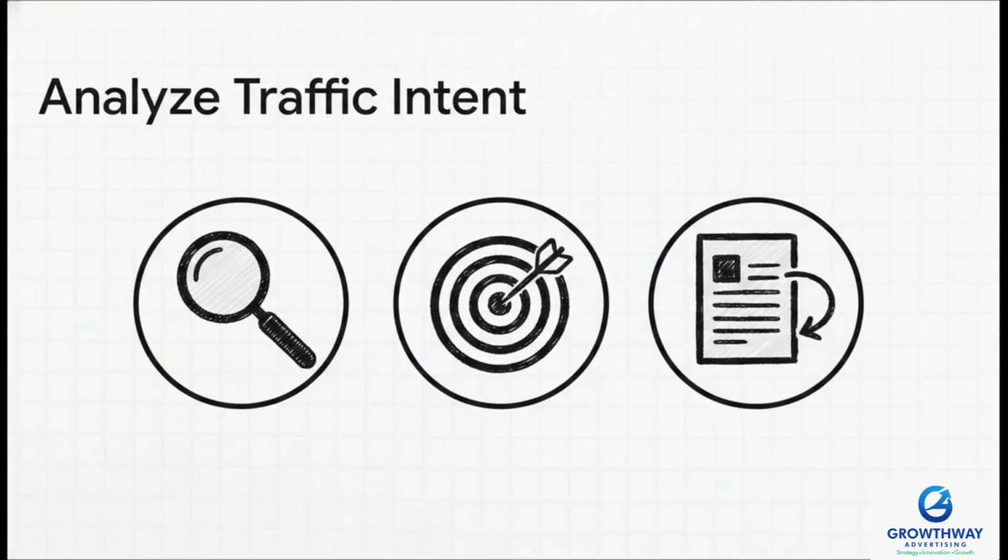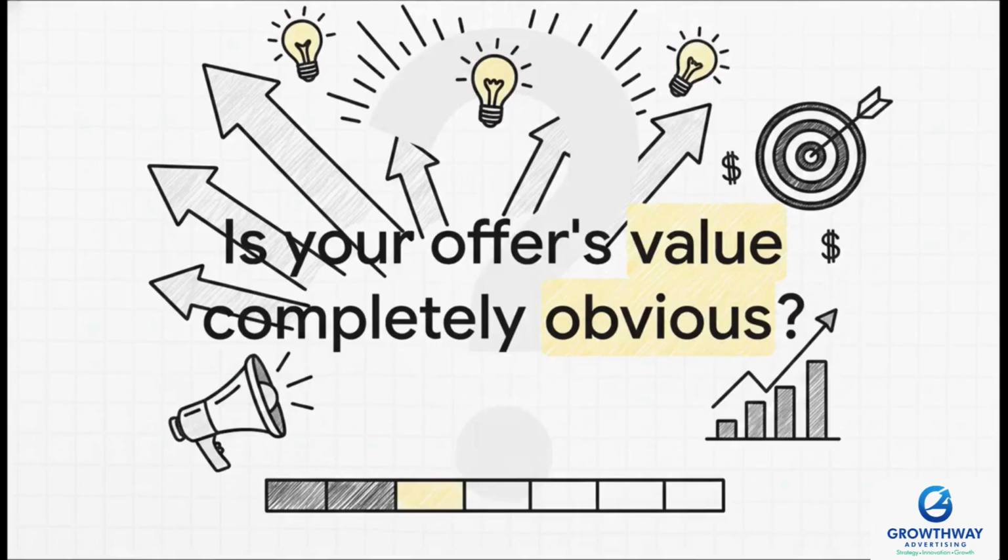So how do you actually analyze that traffic intent? Well, you've got to put on your detective hat. Dig into the keywords people are using. Are they searching for a problem or are they searching for a solution? Big difference. Look really closely at your ad targeting. Are you being super specific or are you just casting a huge, wasteful net? And check out where your traffic is coming from. Someone who clicks a link from a trusted industry blog is in a totally different headspace than someone coming from some random clickbait article.